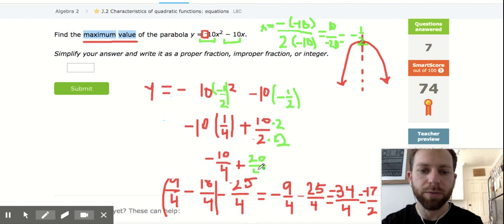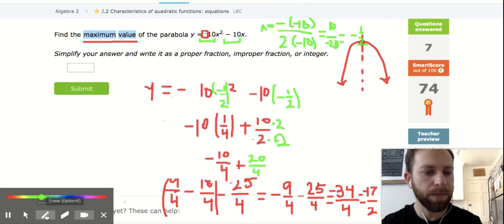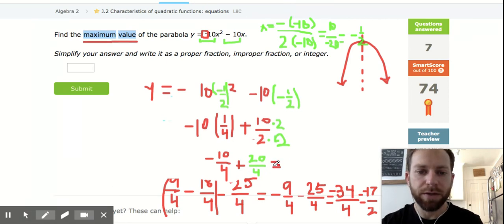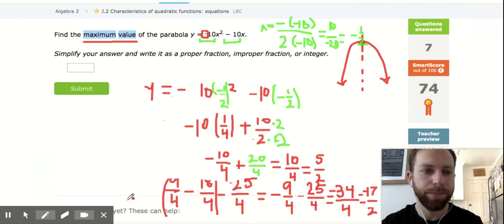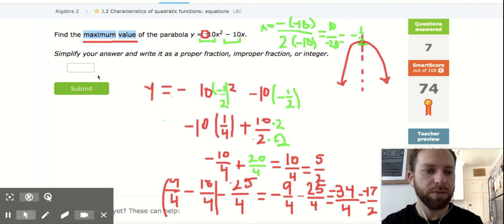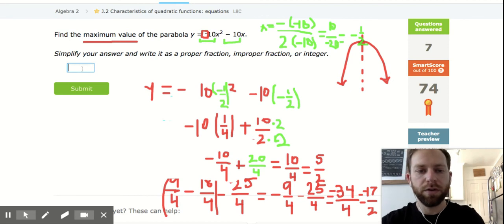And then we can simplify at the end to make this easier. Negative 10 plus 20 is positive 10. 10 divided by 4. 10 can't divide by 4, but they are both even, so we can divide by 2. And we get 5 over 2. So the maximum value is 5 over 2.